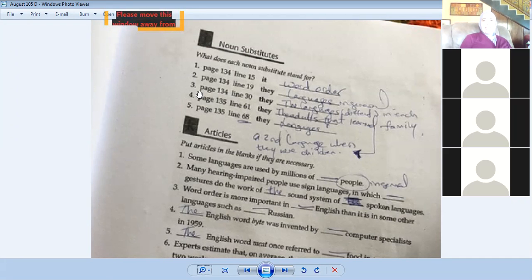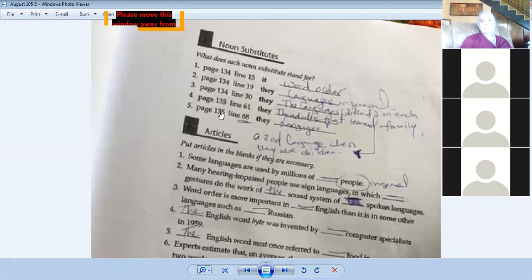Let's move on to sentence 3, page 134 again, line 30. Let's take a look at line 30. They want you to tell us what they refers to in line 30. Let's read the beginning of the sentence. There are several major language families in the world. The languages in each family are related, and scientists think that they come from the same parent family. So what is this? They refers to the languages in each family, which are related, okay?